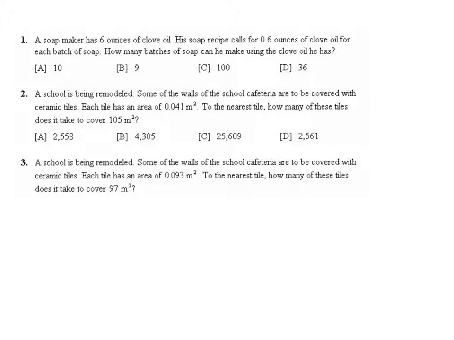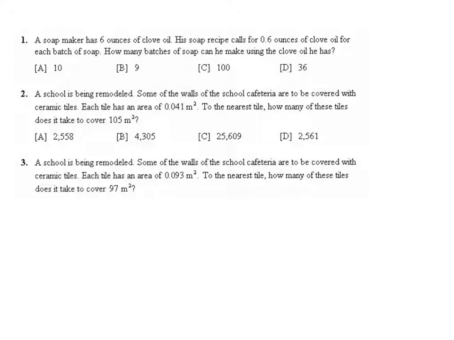In this video, I'm going to show some examples of word problems that involve dividing whole numbers by decimals. Question 1 says, a soap maker has 6 ounces of clove oil. His soap recipe calls for 6/10 ounces of clove oil for each batch of soap. How many batches of soap can he make using the clove oil that he has?